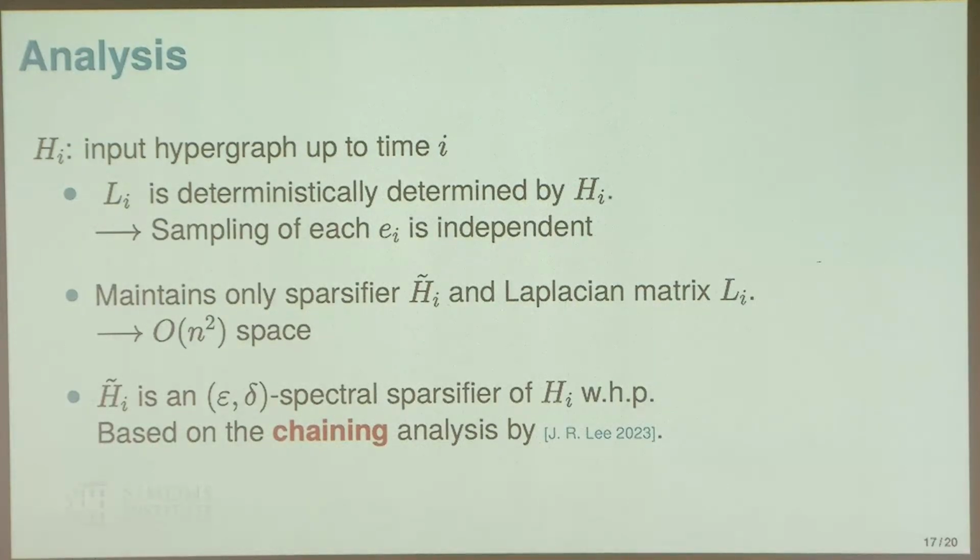We only maintain the sparsifier H tilde i and the Laplacian matrix L_i. H tilde i could be bigger than n squared, but the working memory is just for storing L_i, which is basically n squared space. And H tilde i is an epsilon-delta spectral sparsifier of H_i with high probability. The analysis is basically based on chaining analysis.